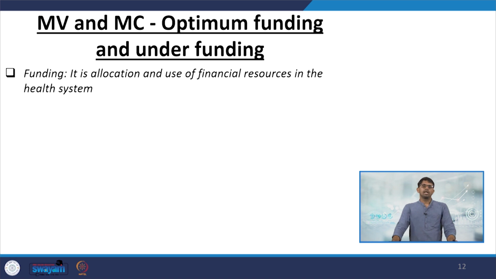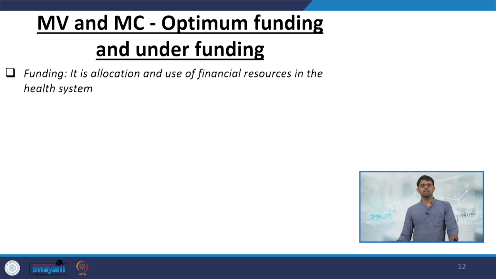Now, we are going to clarify that for the system to be working or functioning better, funding is required. The system without funding, and who funds it and where it is useful, we are not discussing at this moment, but funding is most important. It of course depends upon the marginal valuation and its marginal cost of funding, and hence we will be emphasizing optimum funding and underfunding.